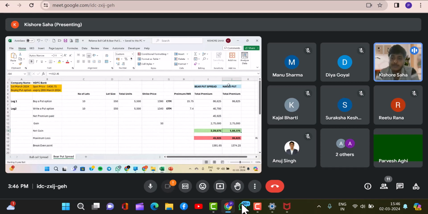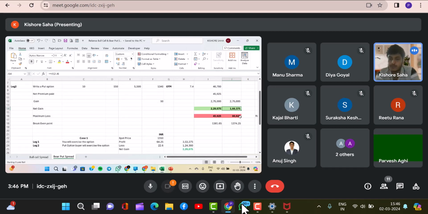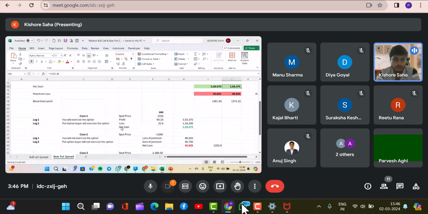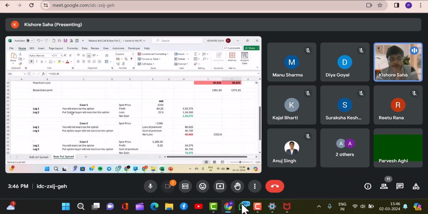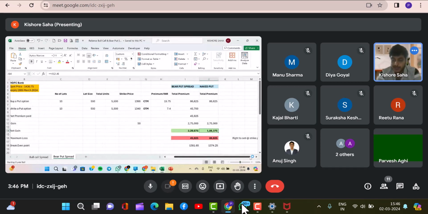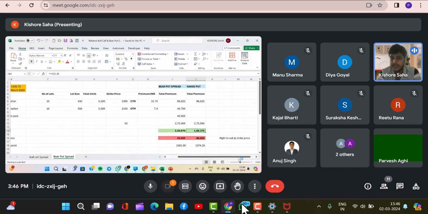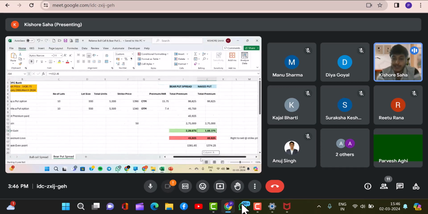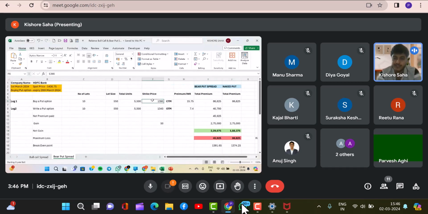However, had it not been the strategy, if it had been a naked put, then my loss would have been 86,625. Now we'll again go through the 4 cases. In a put option, what exactly are we saying? I have the right to sell at this strike price, at this 1390.